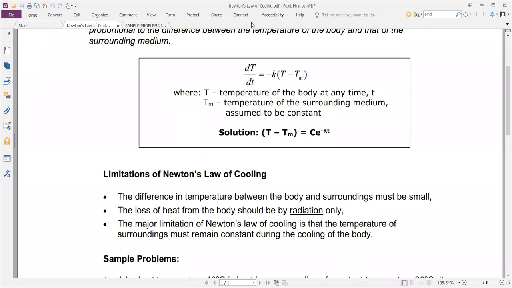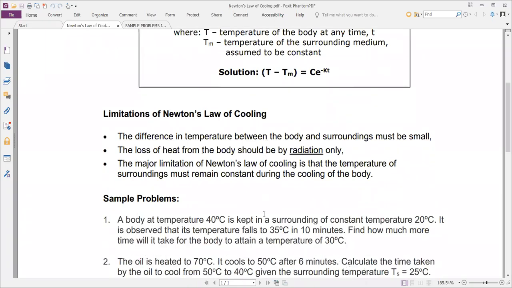The first bullet talks about the allowable difference between the temperature of the body and that of the surroundings, and it says that it should be small. Meaning we're not expecting a difference in T and T sub m that is very large. So it should be a small difference only. So these are the assumptions and the limitations of Newton's law of cooling.